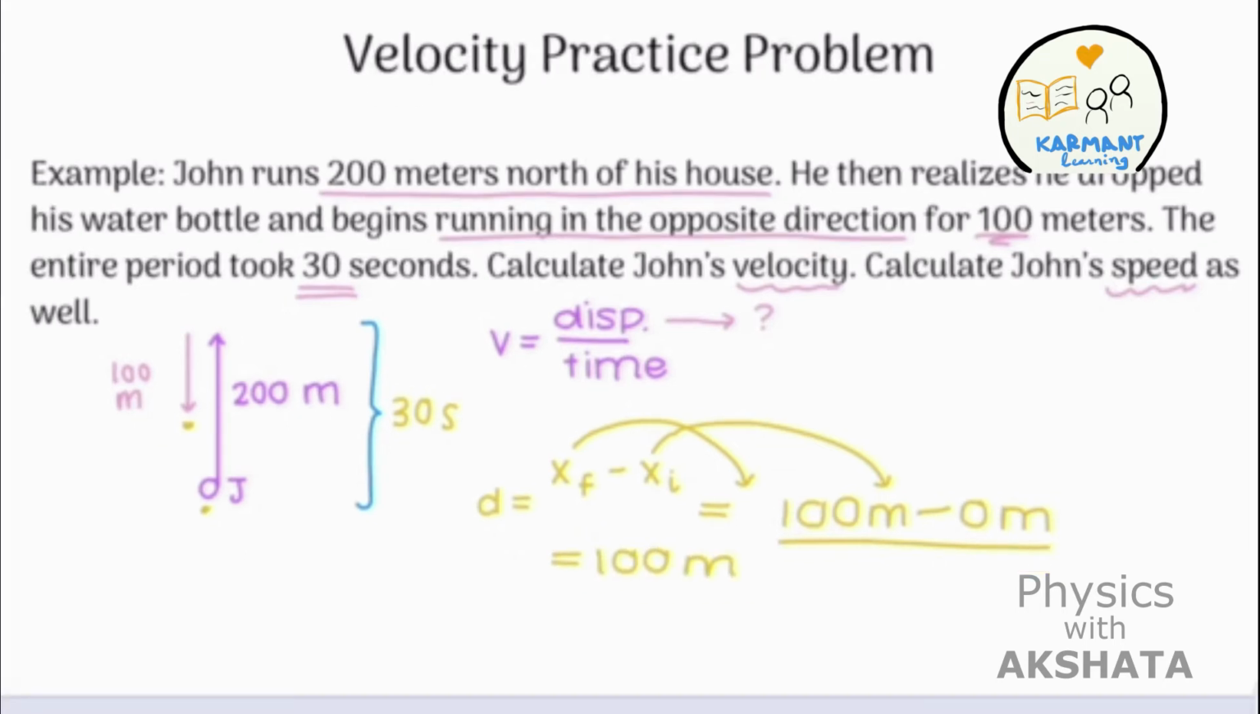Now that we found our displacement, solving for the velocity should be pretty straightforward. So we have 100 meters over the time period, which is 30 seconds. If we calculate that out, we see that his velocity is 10 over 3 meters per second.